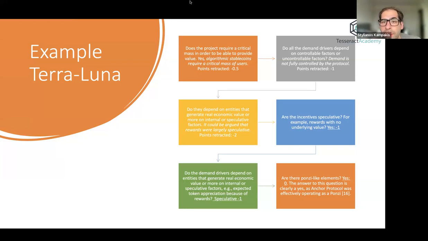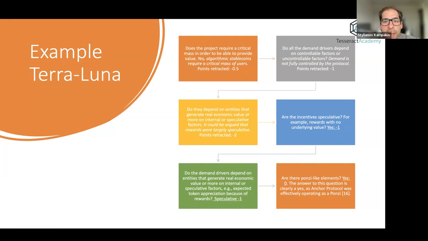So we ran this exercise and said, okay, if someone wanted to run an audit back then, they didn't possess perfect information around the project, the only thing they had access to was this checklist and what is publicly available. How could they go about giving Terra Luna a score? And through these questions, let me spell them out for you. We started with the fact that Terra Luna requires a critical mass in order to be able to provide value, so that's a negative. Demand is not fully controlled by the protocol. This was actually their downfall.